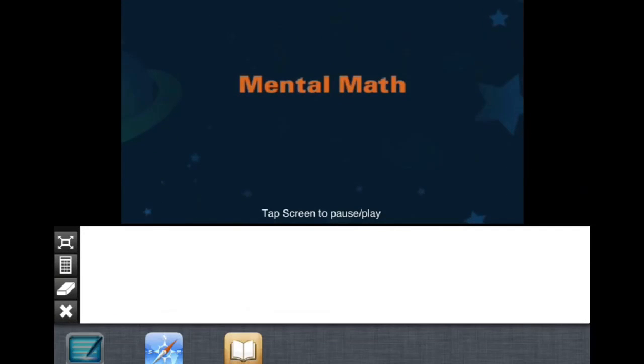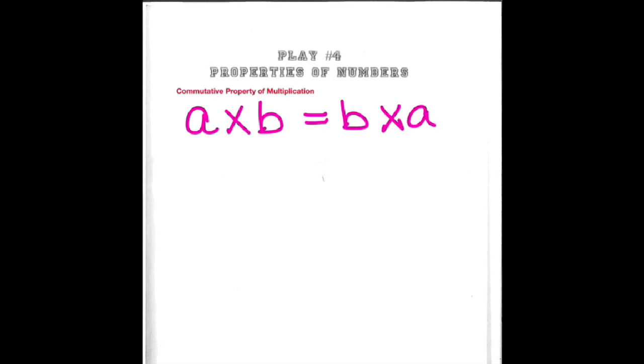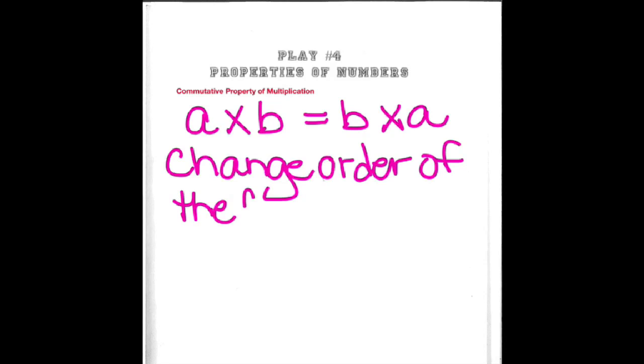Go ahead and go to your GoodNotes, and let's write down the commutative property of multiplication. Hopefully you already have it, but I'll go ahead and write it as well. This just says A times B equals B times A. Okay, that means you can change the order and not change the product. Change the order of the factors and not change the product.